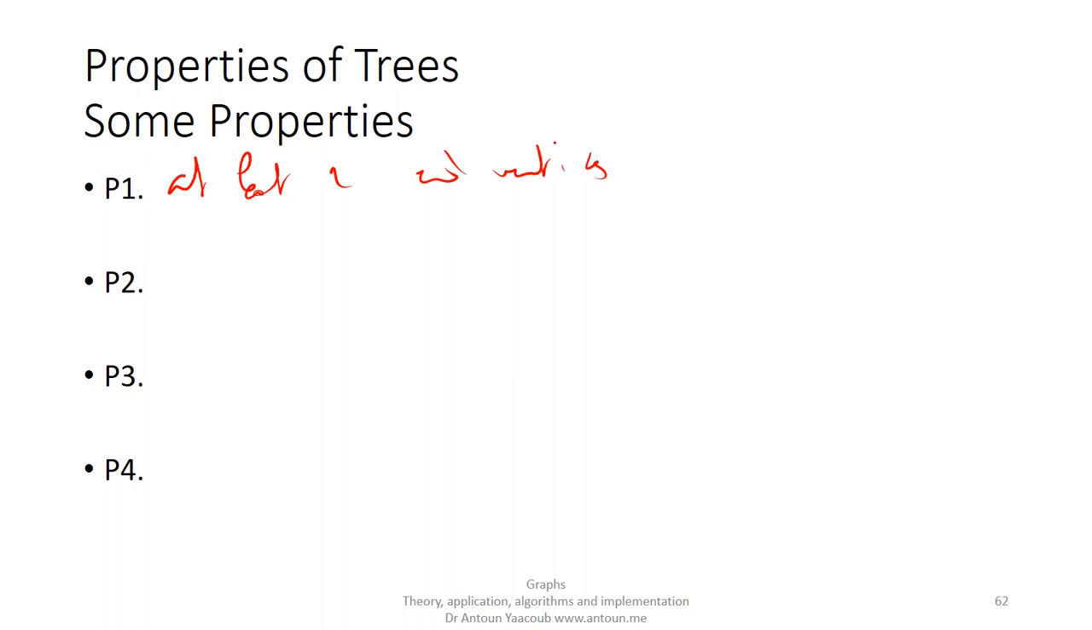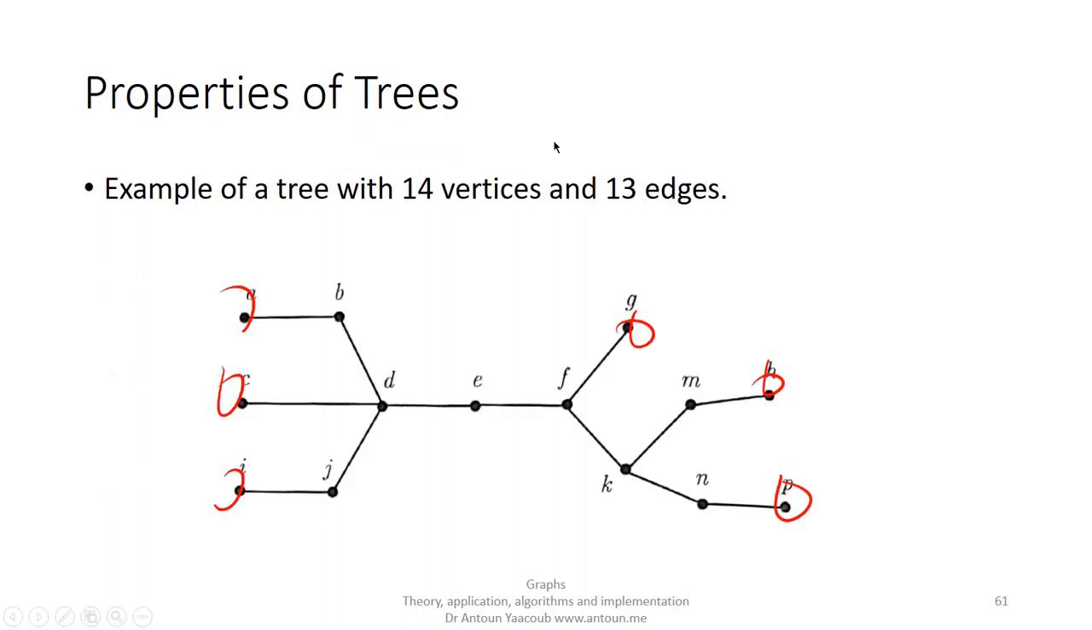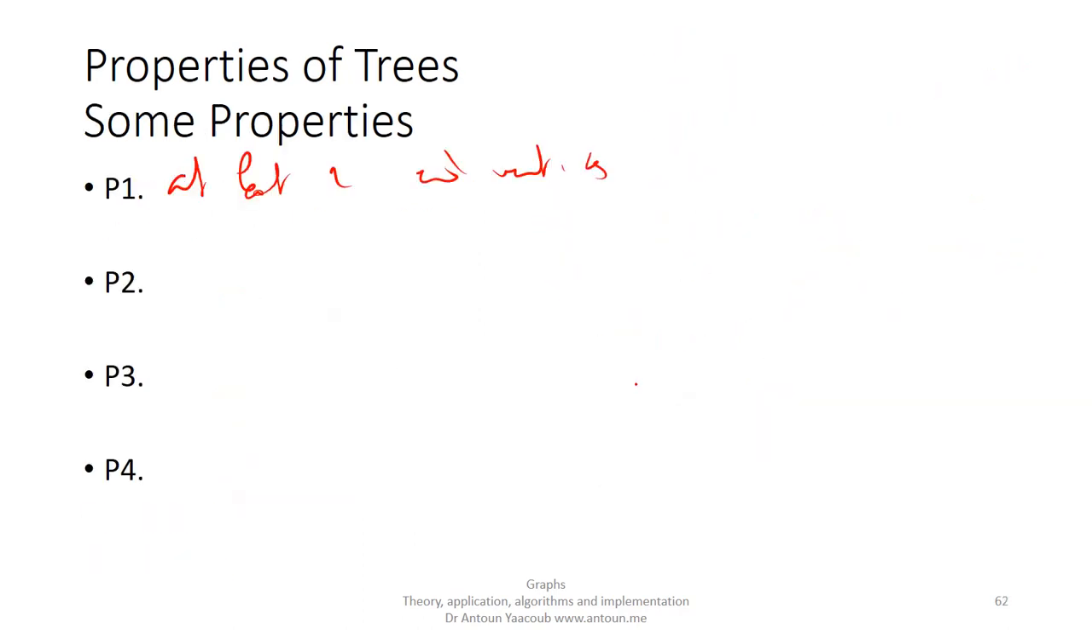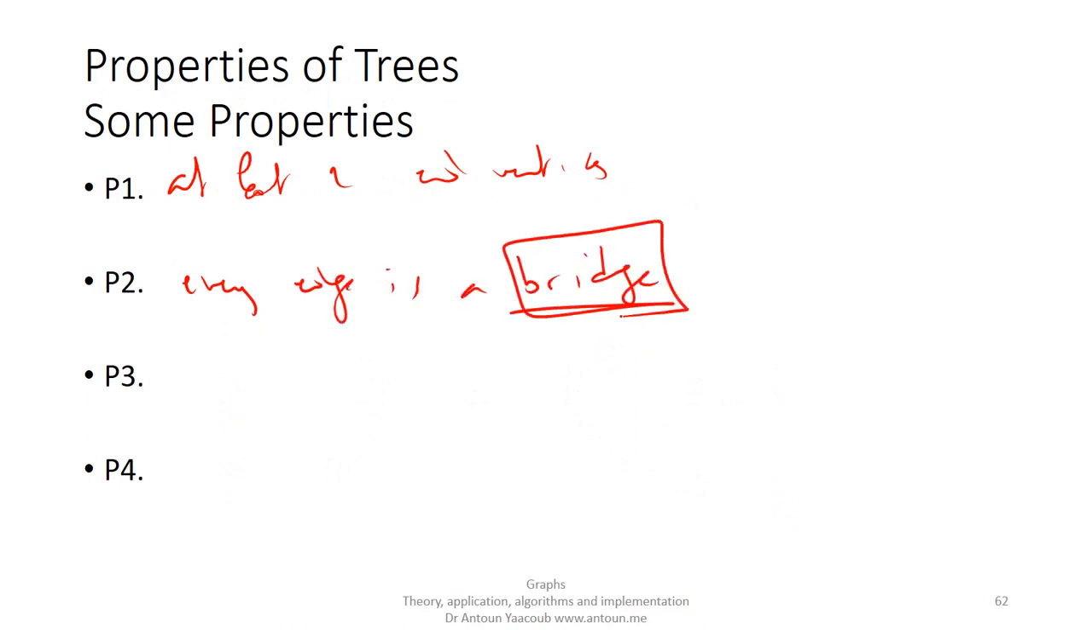As for property 2, they are telling us that if you delete any one of the edges, the tree will be disconnected. So every edge is what we call a bridge. We'll cover that later when we cover the connectivity chapter.